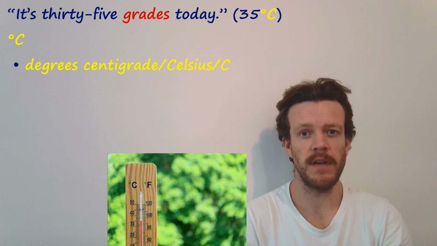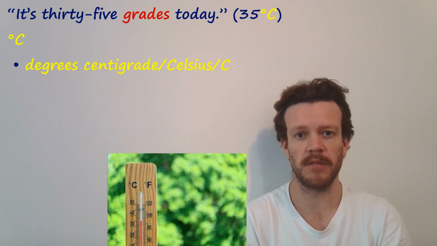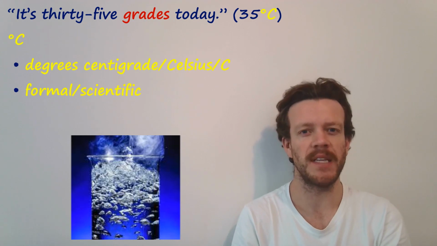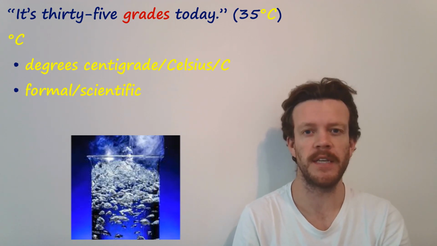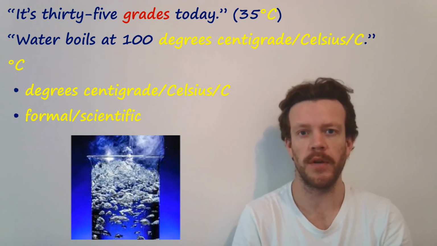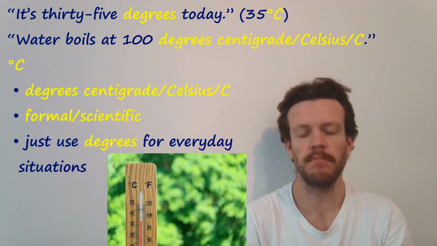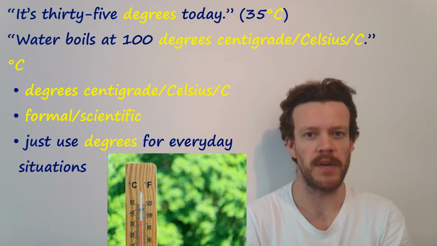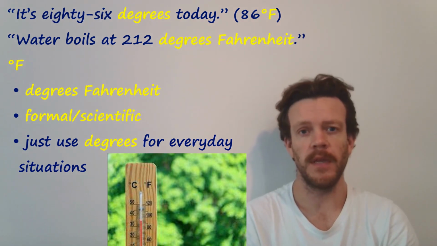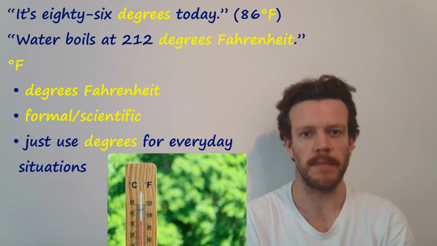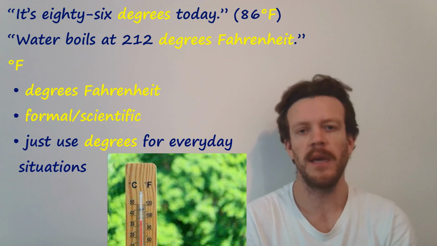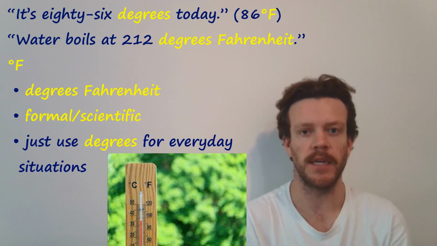So moving on, with temperature, make sure you know how to say this symbol. It's degrees centigrade, or degrees Celsius, or just degrees C. Really though, we're only using this in a formal or scientific context. For example, water boils at 100 degrees centigrade. Most of the time, just say degrees. It's 35 degrees today. And if you're in the US, it's the same concept. Degrees Fahrenheit if it's formal or scientific, everyday language, just say degrees.